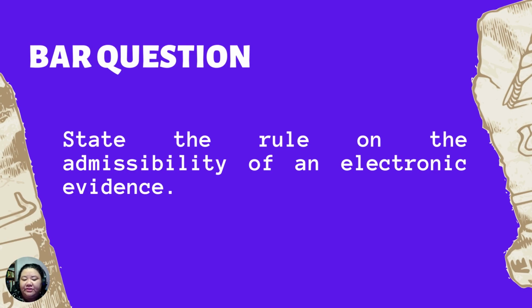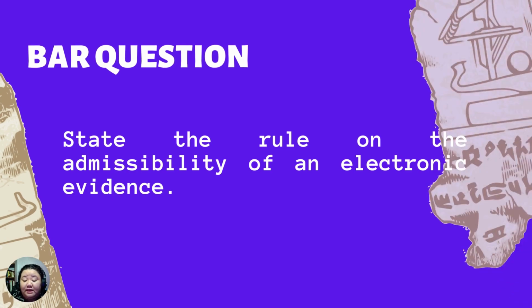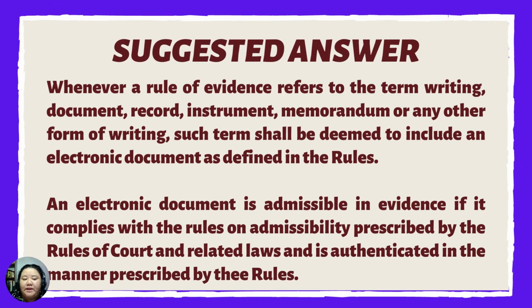Let's check out a bar question. State the rule on the admissibility of an electronic evidence. The suggested answer: whenever a rule of evidence refers to the term writing, document, record, instrument, memorandum, or any other form of writing, such term shall be deemed to include an electronic document as defined in the rules. An electronic document is admissible in evidence if it complies with the rules on admissibility prescribed by the rules of court and related laws and is authenticated in the manner prescribed by the rules. The authenticity of any private electronic document must be proved by evidence that it had been digitally signed and other appropriate security measures have been applied.